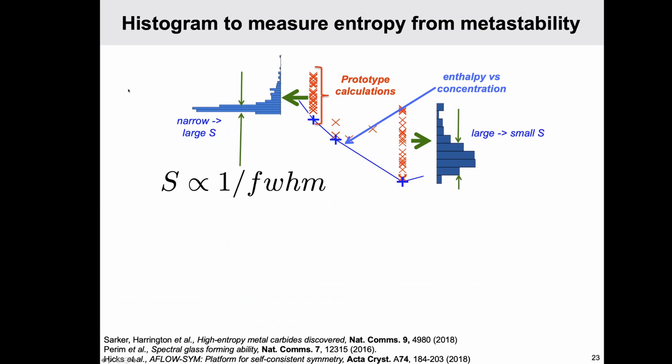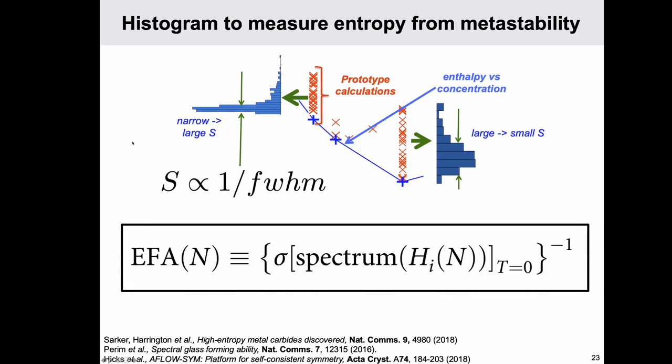Okay? And so what do we do? Our definition of the entropy forming ability is the sigma, the variance of the spectrum of the enthalpy with respect to the number of species calculated at zero temperature, which means that the smaller the variance, the higher the entropy. So these things should work as an entropy. And therefore, when we maximize these things, we know that we have more chances to form solid solutions.